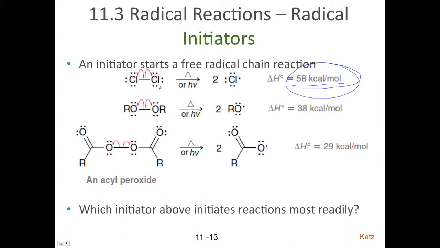But let's say we want to use a different initiator, right? We could use a few different ones. One of them is that this could break a peroxy bond here, which is 20 kcals per mole lower than that, right? And that's a nice gentle way to form a radical initiator, which is good.